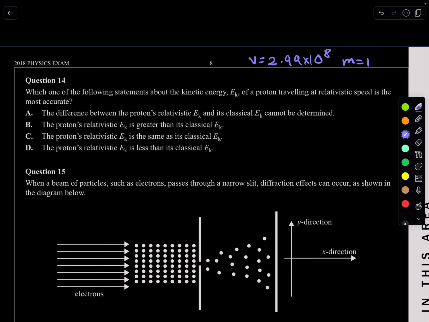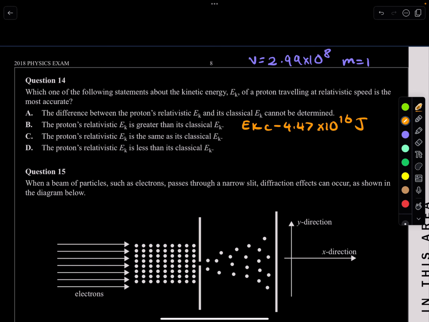We know the normal kinetic energy that we do in classical is half mv squared. So we're going to write half. The mass is 1, so we can just write 1. And velocity 2.99 times 10 to the power of 8, squared. Let's see what that is. So 0.5 times 2.99 times 10 to the power of 8 squared. So E_K classical gives us 4.47 times 10 to the power of 16 joules.